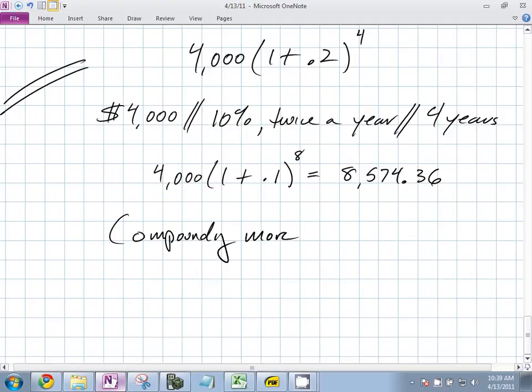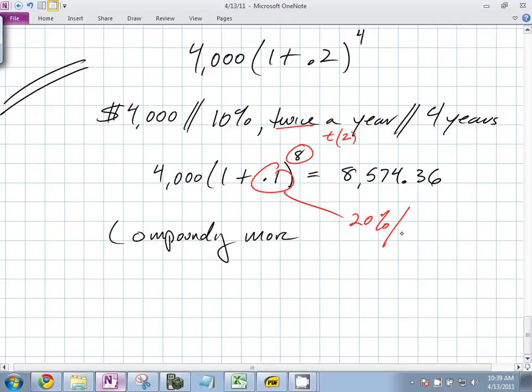Okay, so I have a question for you. What did we just do? Where did this 8 come from? This 8 was our number of years times what? Where does that 2 come from? Twice. And where did this come from? That was 20% divided by 2.